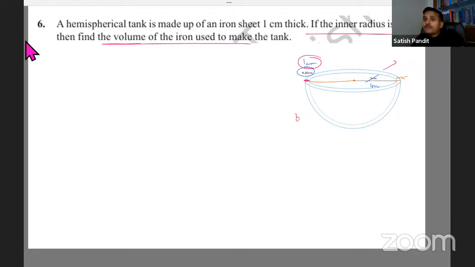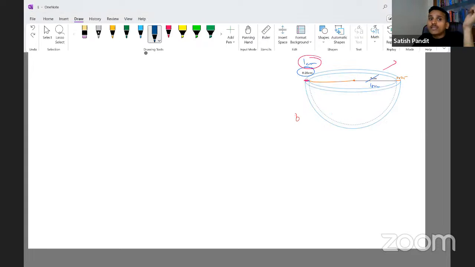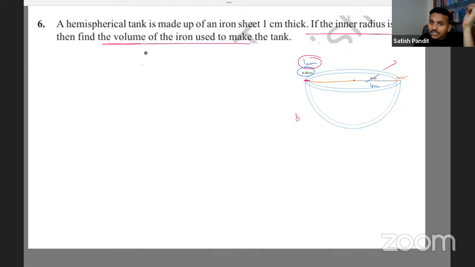We don't have to find the volume it can hold. We have to find the volume of iron to be used to make the tank. That means we have to find the volume of this.